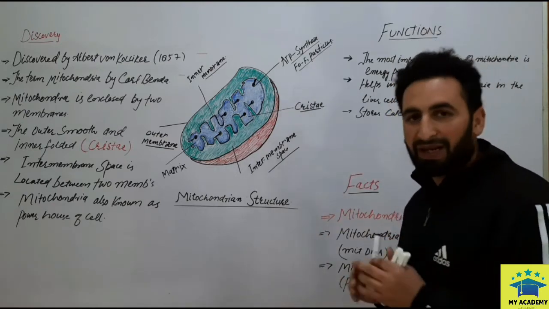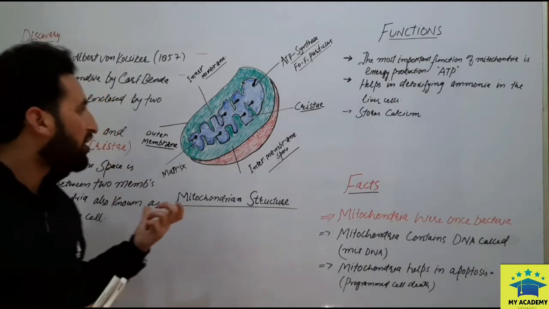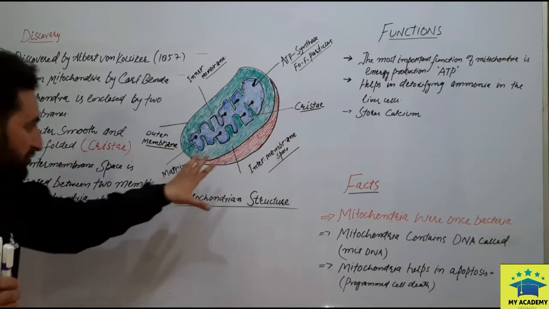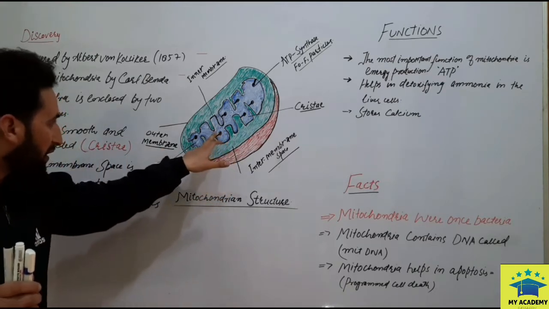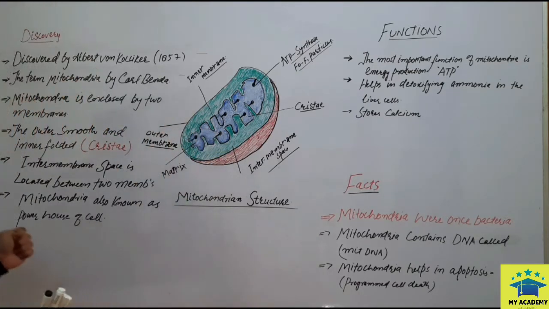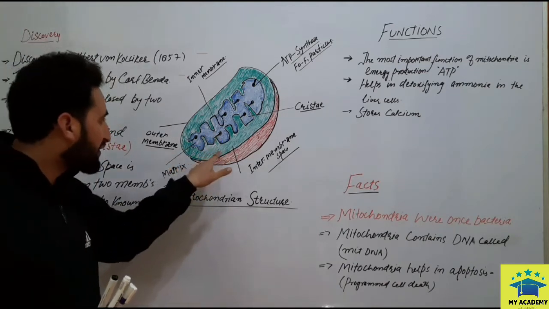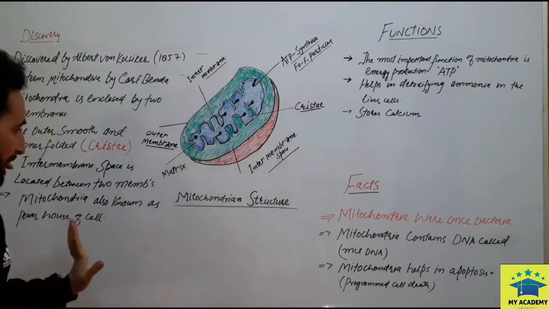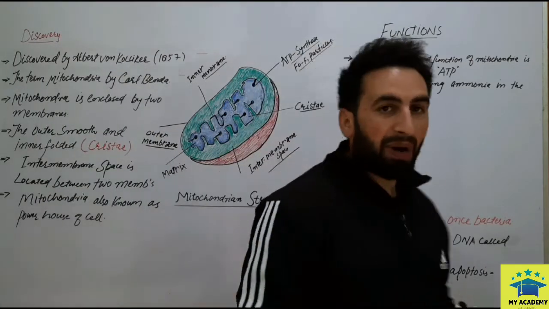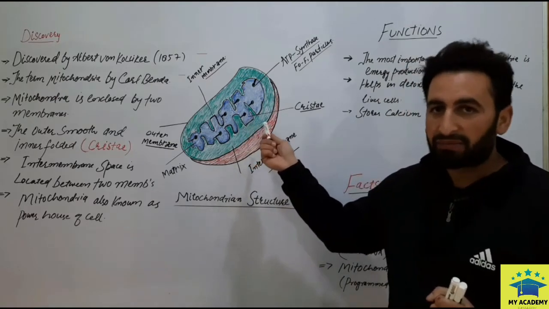Okay, चलो हम पहले फिर से recall करेंगे. It was discovered by Albert von Kolliker. Then the term mitochondria was given by Carl Benda. Okay, तो इसमें smooth membrane होती है और inner जो होती है rough membrane होती है. This inner membrane is also called cristae. Between the outer membrane and the inner membrane, we have the perimitochondrial space or intermitochondrial space. Mitochondria is also known as the powerhouse of the cell, because the power generation or the ATP formation takes place in the mitochondria.